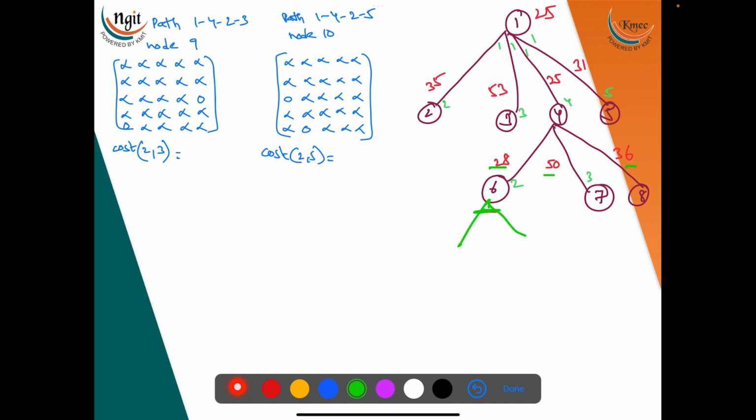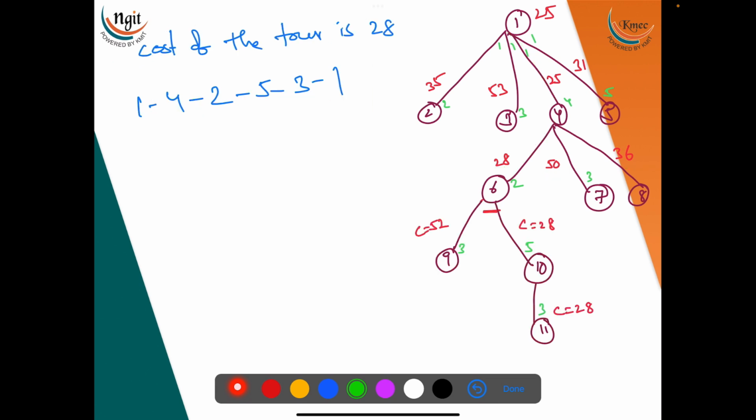Start exploring it. So what has he visited? 1 to 4 is finished, 4 to 2 is finished. Now he has to visit nodes 9 and 10. So 1, 4, 2 is done. Now he has to visit 3 and 5. Find the cost between these two. We found the cost applying the same formula. It's 52 and 28. 28 is the minimum. Now there is only one node left, which is 3. So I wrote the cost of it directly.